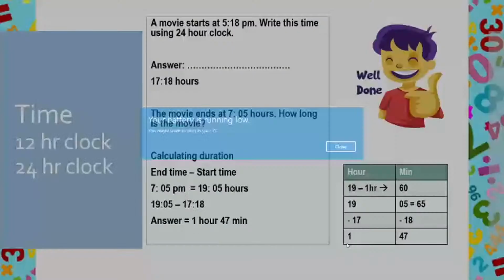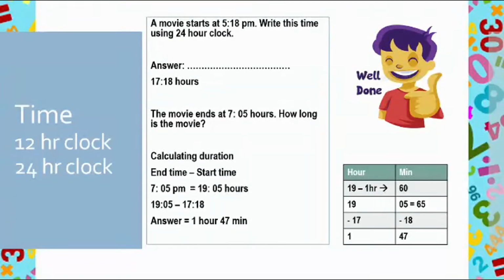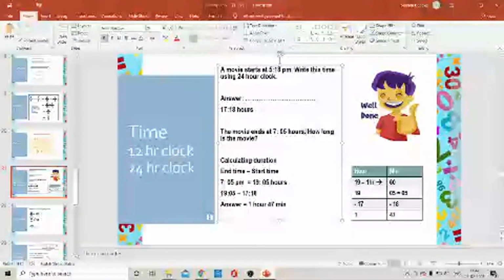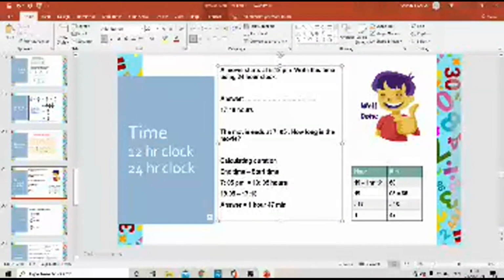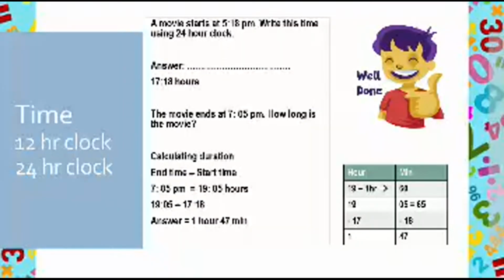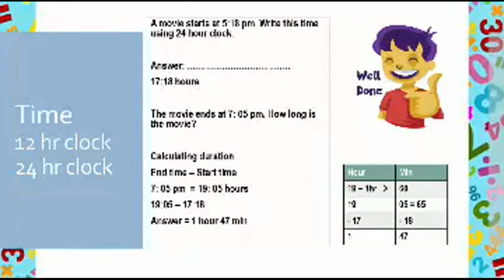How long did the movie last? Calculate the duration. The movie ends at 7:05 p.m. How long did the movie last? 7:05 p.m. converted to the 24-hour clock is 19.05 hours, and the start time converted into the 24-hour clock was 17.18 hours.